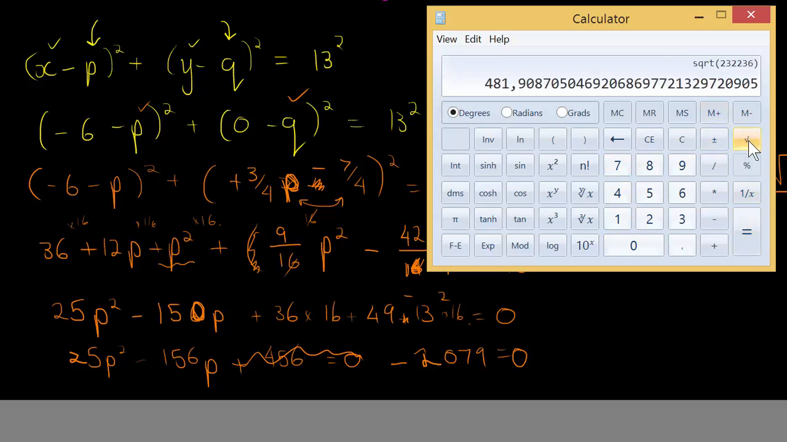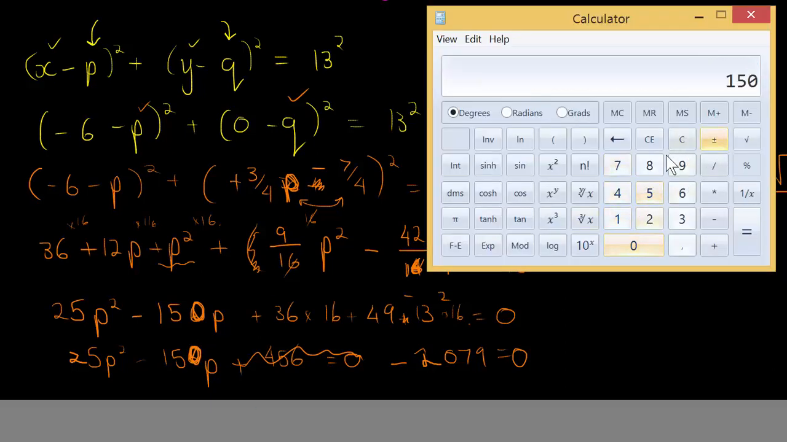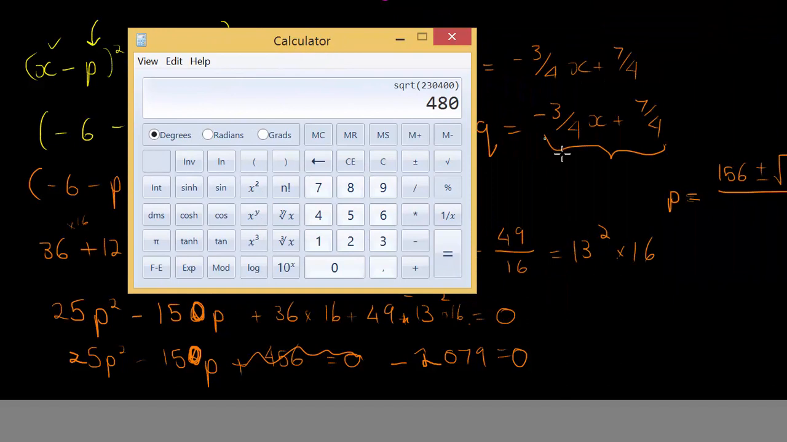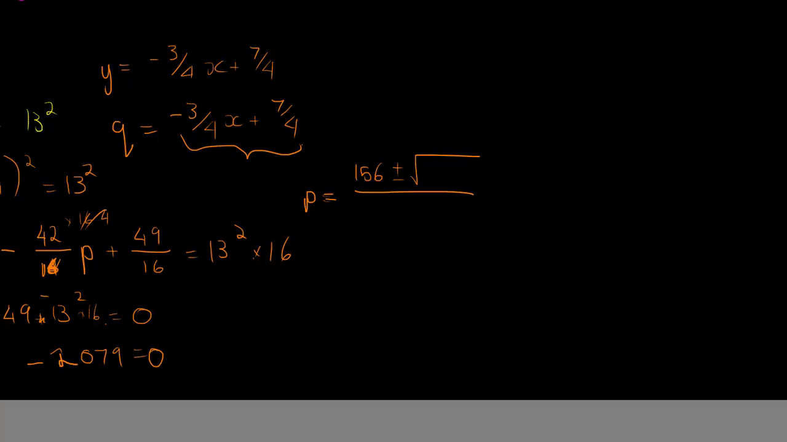Okay, square root. Doesn't work. 2079. Let me just try again. So b squared. Oh, no, it's not 156. It's 150. Okay. So it's 150 squared minus 4 times 25 times 2079 with a negative is equal to, here we go. Yeah, it's supposed to work, and so should you. Okay, I won't give you an ugly thing like that.